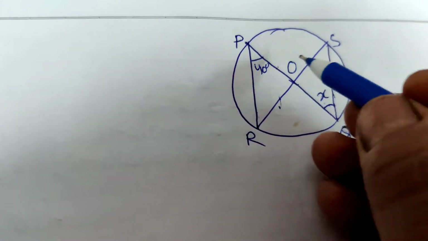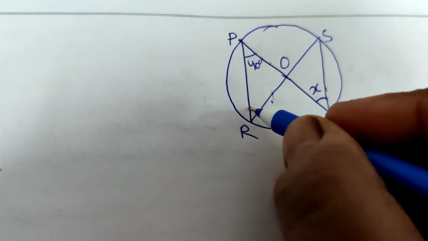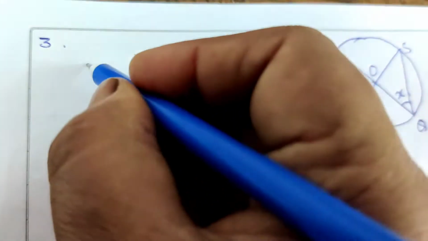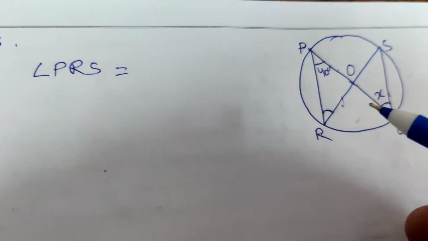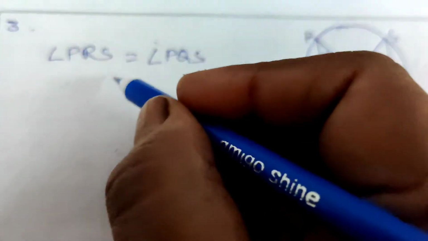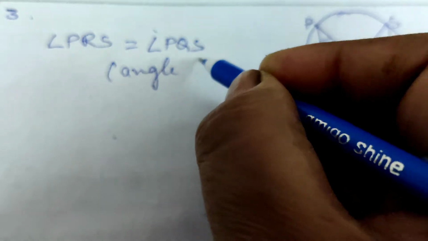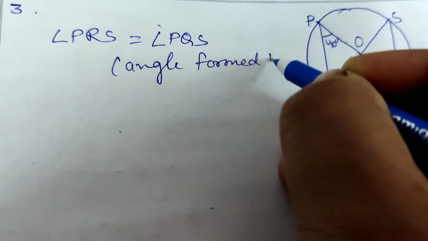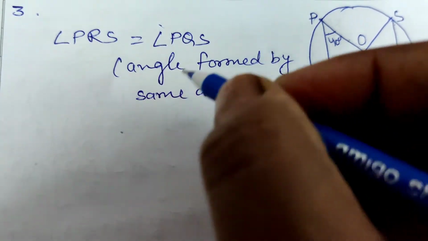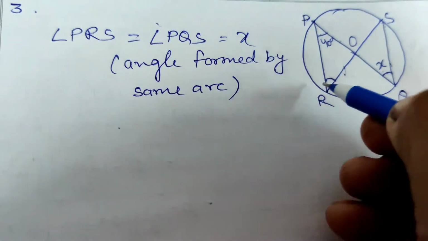So we know that the angle formed by the same arc is equal to the angle. Angle PRS equal to PQS. Angle formed by same arc. Equal to x. Both are equal to x.